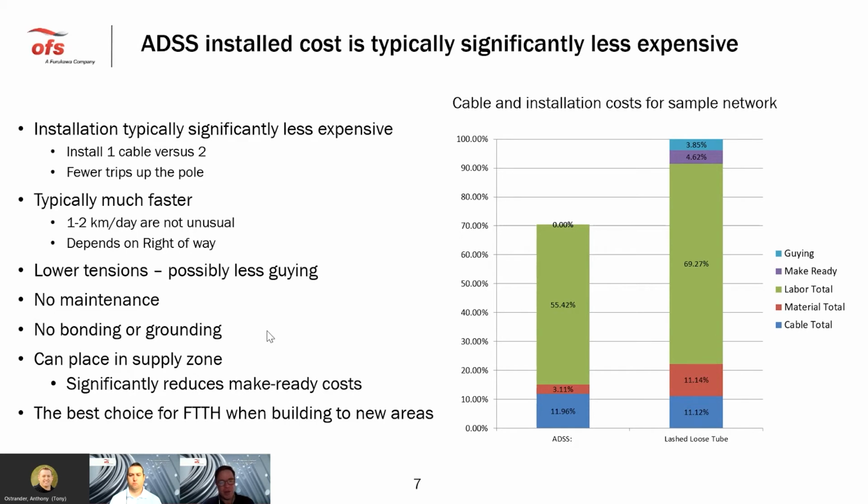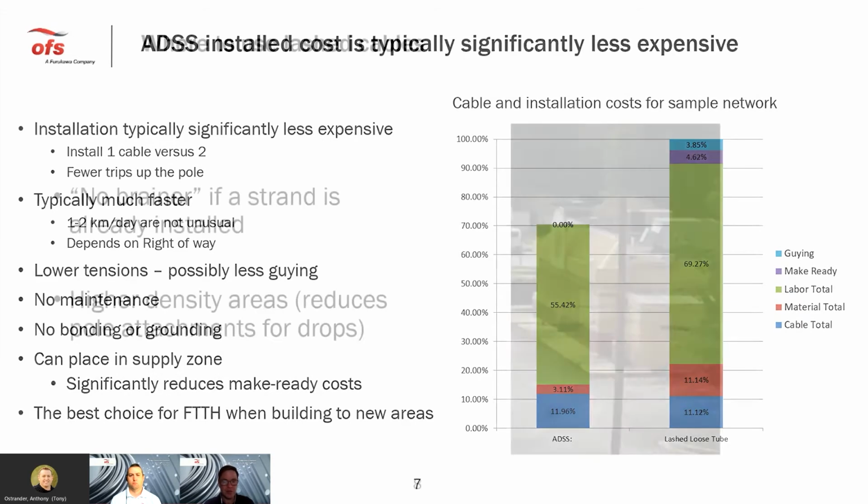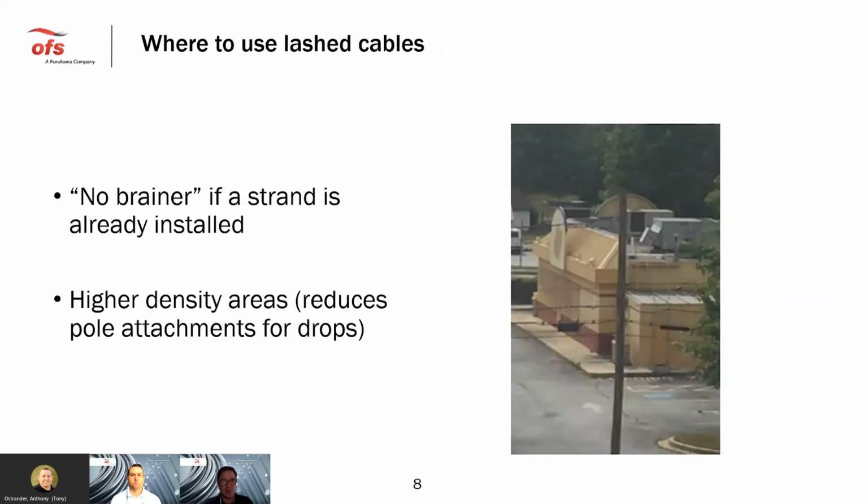Another advantage is no bonding or grounding. By definition, all-dielectric self-supporting cable is dielectric, so it doesn't require any bonding or grounding, which also means that you can place it up in the supply zone, which can significantly reduce make-ready costs. And I've heard some really significant numbers as far as the comparisons. Sum all of those together, and for a lot of munis and a lot of co-ops, it can mean that it's really the best choice for fiber to the home and building to new areas.